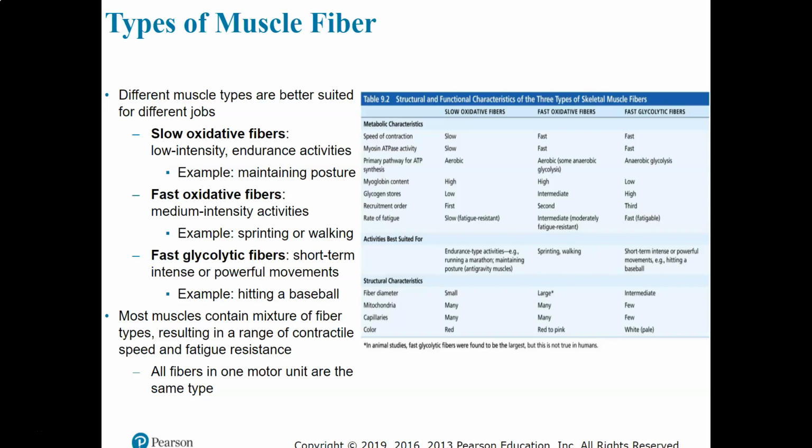And then our fast glycolytic fibers are great for really short, powerful movements. So when we need to expend a lot of force really quickly, like when we're hitting a baseball, that's going to use our fast glycolytic fibers. Our muscles are going to contain a mixture of different fiber types so that our muscles can be used for different jobs. However, all of the fibers in a single motor unit are the same type. So different fiber types can be activated by different motor units depending on what needs to be done.